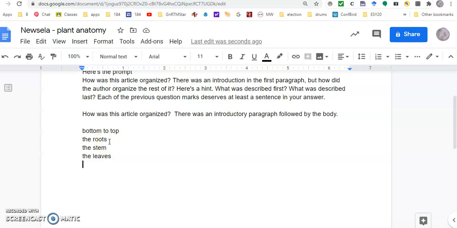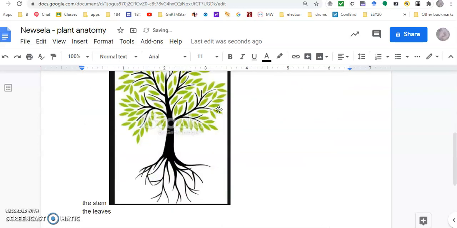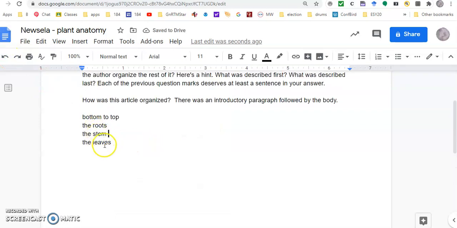The author used the same structure as the subject. Roots, stem, leaves. Introduction. Figured to do it bottom to top and talk root, stem, leaves. So the takeaway is you can use the structure of what you're describing as the structure of your paper. It's a very cool way to do it.